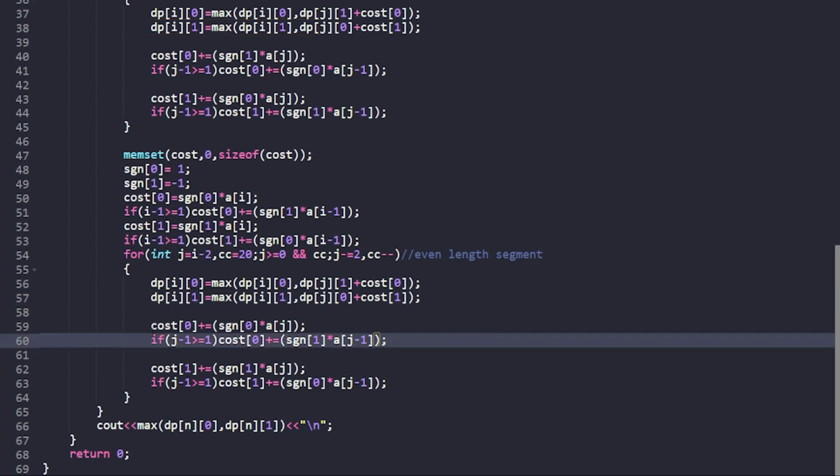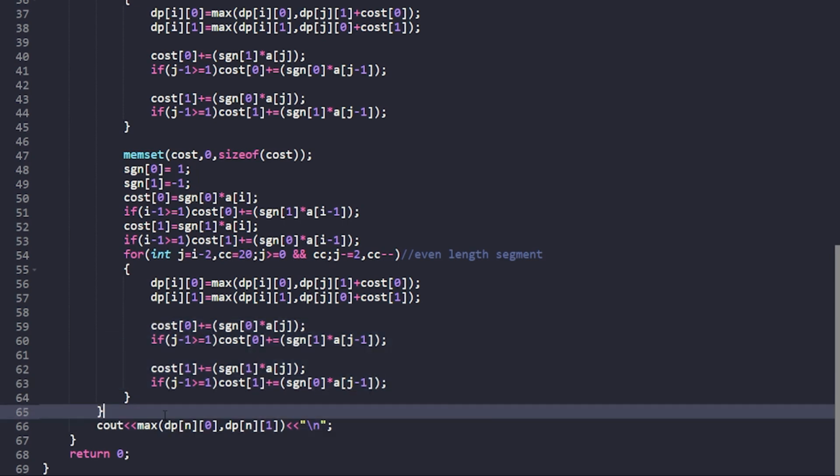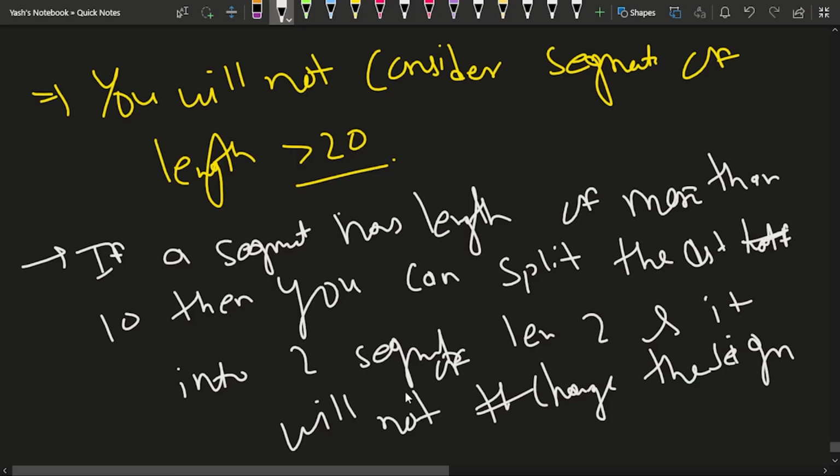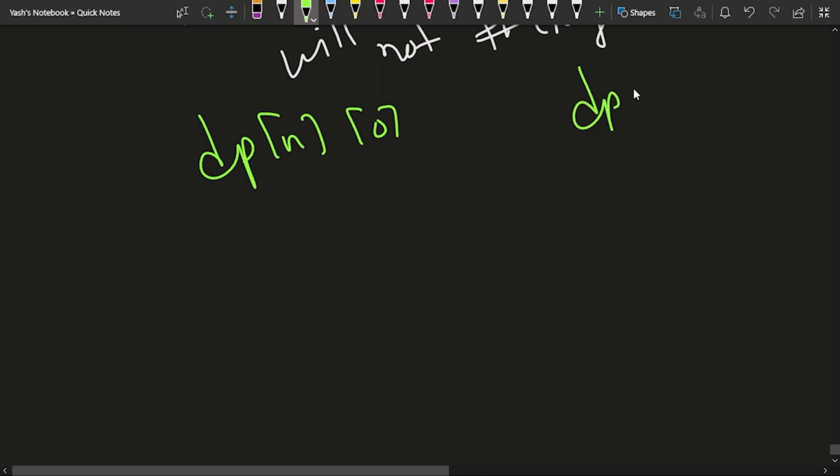After this, I'll be changing accordingly and updating my cost of zeros and cost of 1. And in the end, my final answers will be stored in dp of n0 and dp of n1.